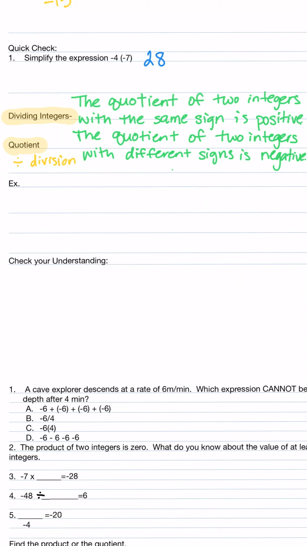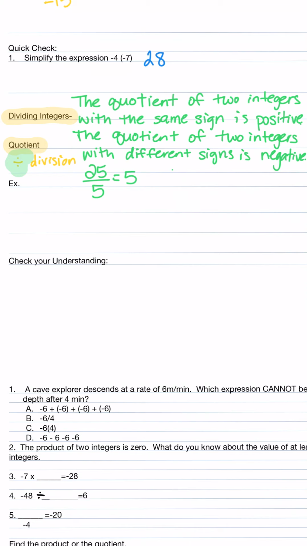Oftentimes, this is the sign for division, but it also could be that you might see a number over top of a number. So 25 over 5 would mean you're saying 25 divided by 5. So that would equal 5.